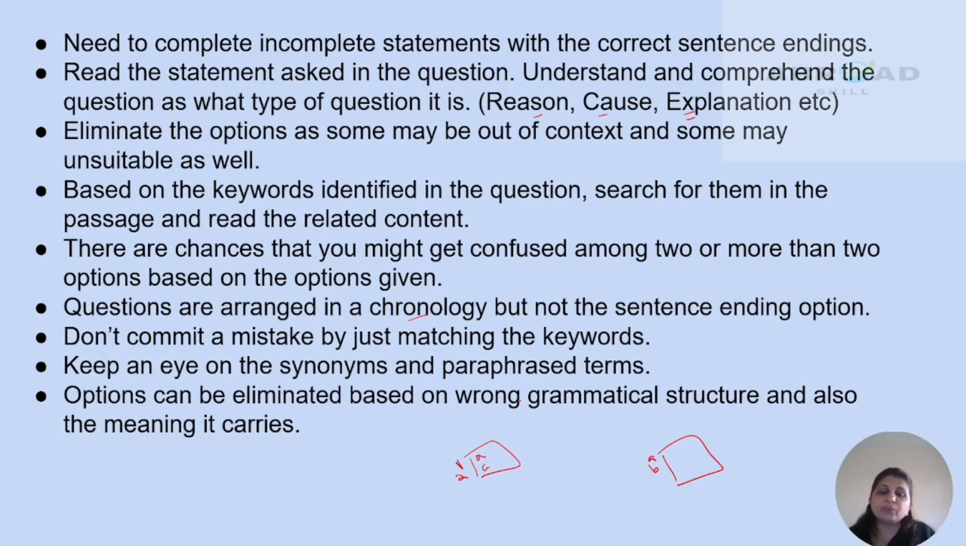Okay, you need to keep a tab on your synonyms and the paraphrased terms. That is important. Don't commit a mistake by matching the keywords. Suppose over here in the first sentence they are giving you something related to liver, or the word liver is already there, and in the B statement liver is also there. So you are pretty much sure, okay, liver is there, the keyword is there, so definitely the answer for the first statement is B. No, don't commit a mistake. Don't be in a hurry.